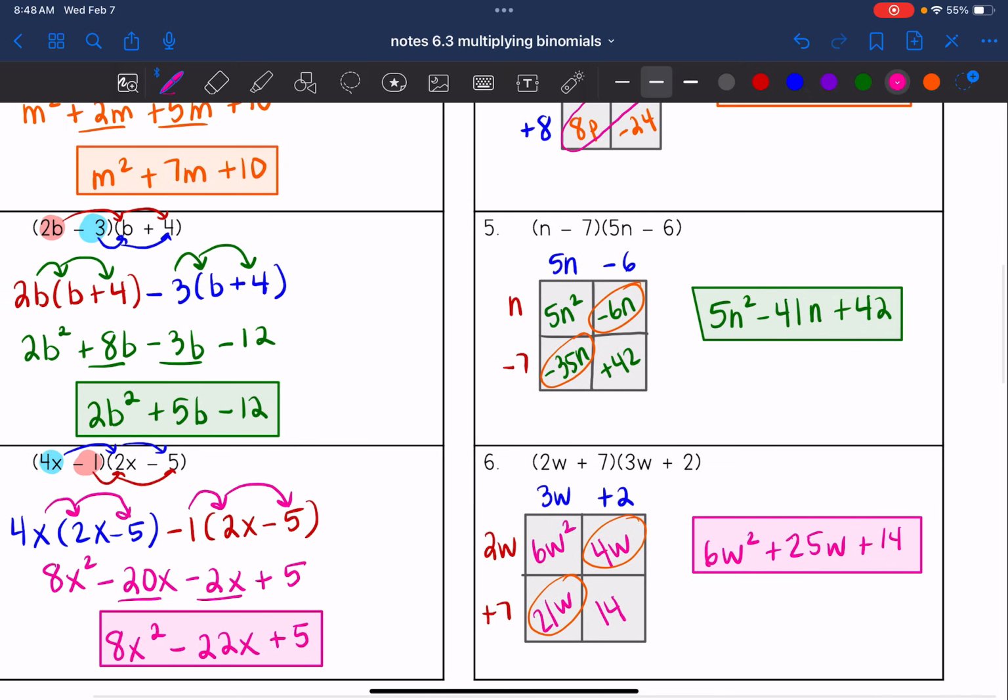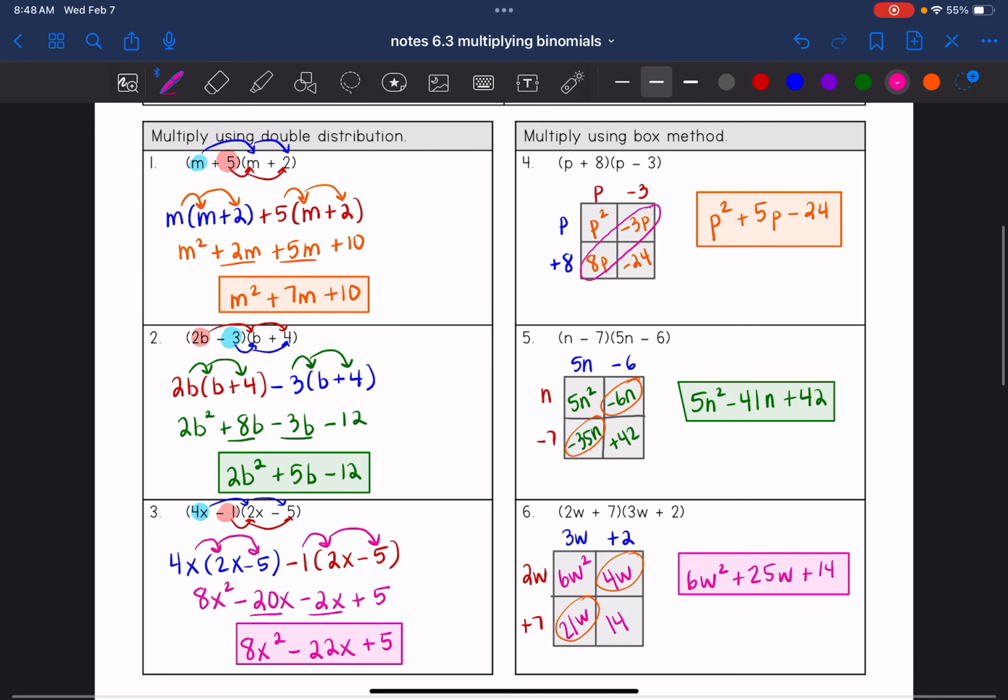Okay, and those 3 were done using box method. So whichever method you prefer, you don't have to be using both like the way we did. You could just pick one method and keep doing that one every single time, but I just wanted to show you some options. Okay, so this is multiplying binomials. Let me know if you guys have any questions.